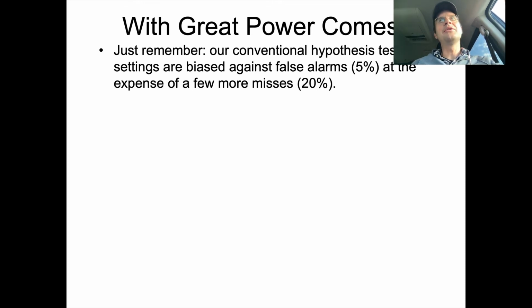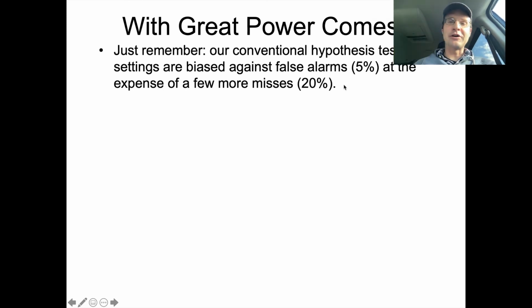I'll remind you that we have different conventional levels for false alarms and misses. I've talked about that multiple times before, but our conventional hypothesis testing settings are biased against false alarms, so we're only supposed to get those 5% of the time, at the expense of a few more misses, which we get 20% of the time. This is not the optimal criterion setting if you just want to minimize errors overall. To minimize both types of errors altogether, you would wind up with the exact same numbers of both. I don't know what the exact percentage for both of those would be, maybe 10% or something like that. But these both add up to 25%.